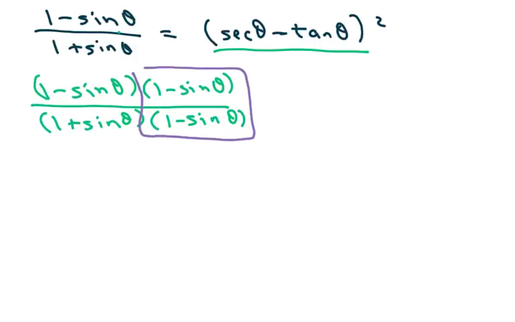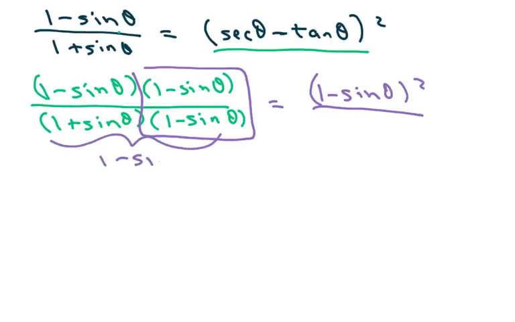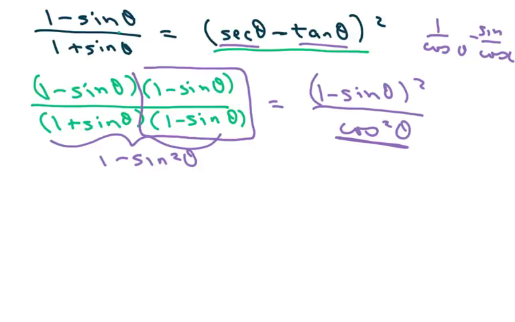Now, the numerator is going to be 1 minus sine of theta squared, and the denominator is 1 minus sine squared, which is cosine squared of theta. And remember, I looked at this and noticed that this is 1 over cosine, and this is sine over cosine. So I'm trying to force the cosine in the denominator.